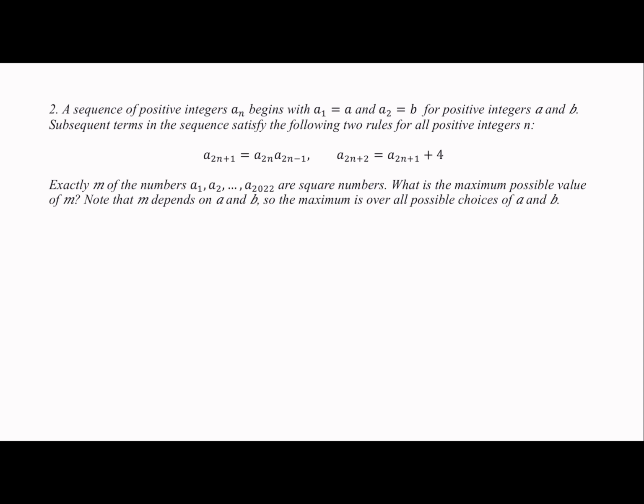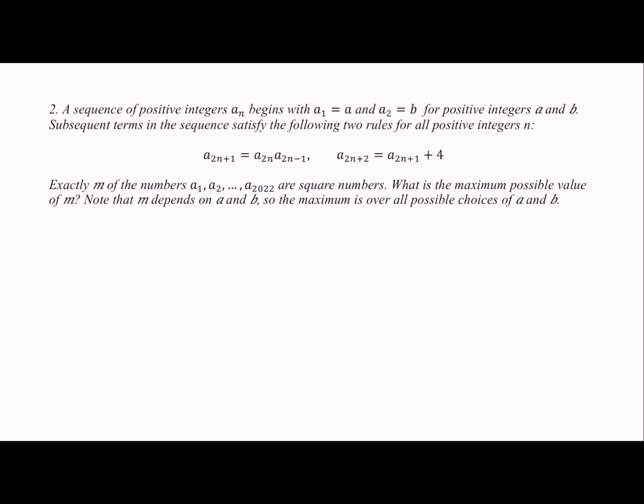Second problem. A sequence of positive integers a_n begins with a1 equals a and a2 equals b, for positive integers a and b. Subsequent terms in the sequence satisfy the following two rules for all positive integers n: a_{2n+1} equals a_{2n} times a_{2n-1}, and a_{2n+2} equals a_{2n+1} plus 4. Exactly m of the numbers a1, a2, all the way up to a2022 are square numbers. What is the maximum possible value of m? Note that m depends on a and b, so the maximum is over all possible choices of a and b.